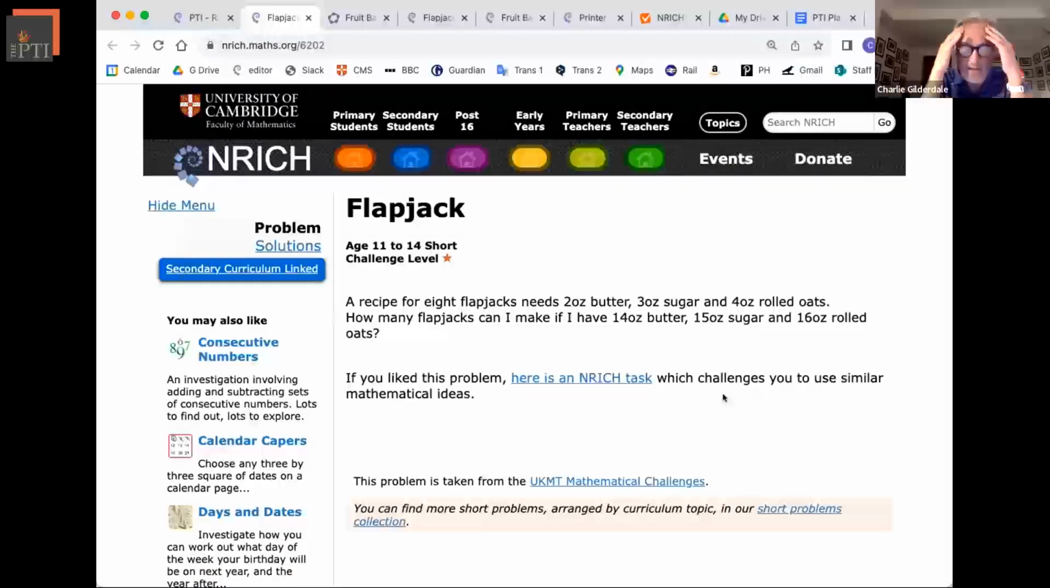A recipe for 8 flapjacks needs 2 ounces of butter, 3 ounces of sugar, 4 ounces of rolled oats. How many flapjacks can I make if I have 14 ounces of butter, 15 ounces of sugar, and 16 ounces of rolled oats? So like we've done before, if you'd like to post in the chat what you think the answer is and how you went about it, that would be great.